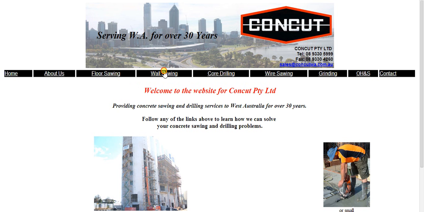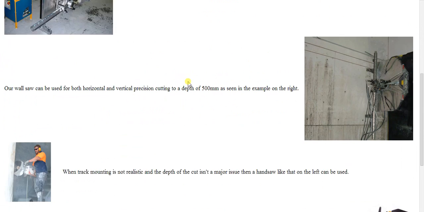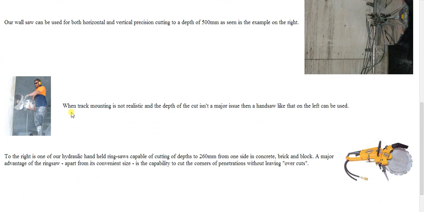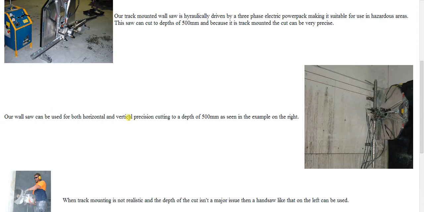Let's say we go to wall sawing, and now this is where they get the information. But again, the text in this section is just some basic information about wall sawing. There isn't any customer benefits or reasons why the prospect looking on the page should choose Concut as opposed to someone else. All the websites have this kind of info on there.